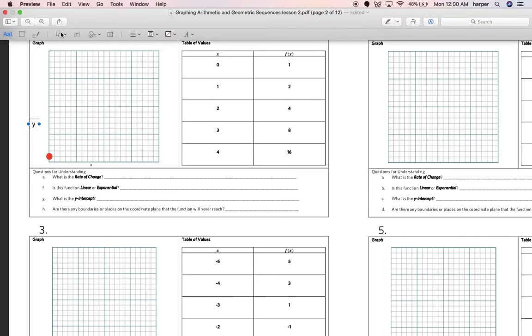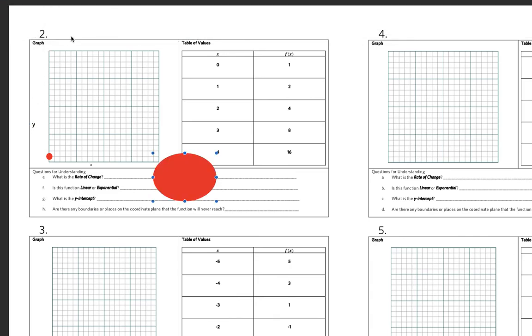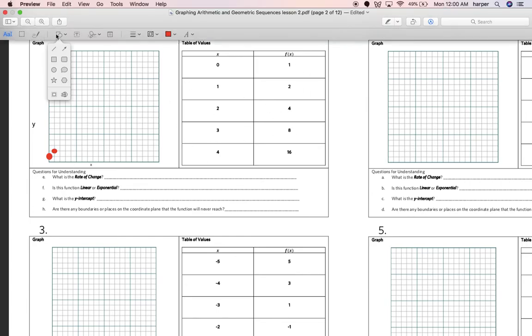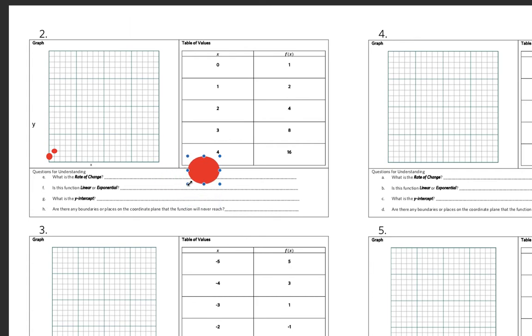All right, our next one, x is 0, oops, sorry, my bad. X is 1, while f at x is 2. So when x is 1, f at x is 2. It's not quite 2, so let's fix it. Now, I hope you have an idea if this is linear or exponential. When x is 2, y is going to be 4. So x is 2, and 4 is up here.